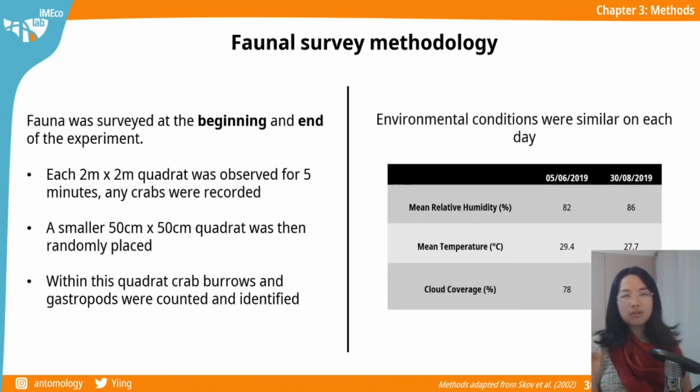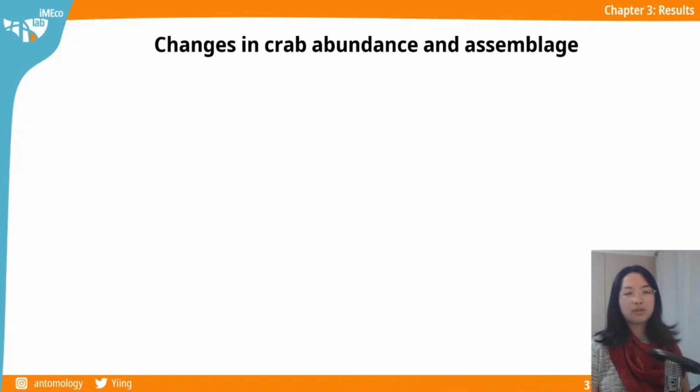To make sure that there were as few confounding variables caused by environmental conditions as possible, I tried to make sure that there were similar conditions on each day: similar temperature, similar humidity, and similar cloud coverage. Crabs are known to be quite temperamental, maybe. If it's really sunny, they'll be out and about and feeding, and if it's cloudy, they might not be as active. So I wanted to make sure that those variables were reduced.